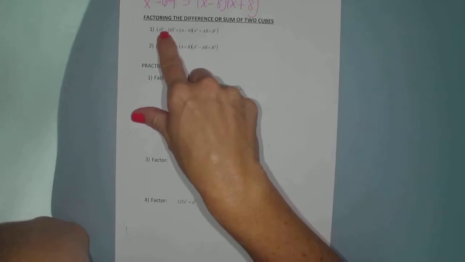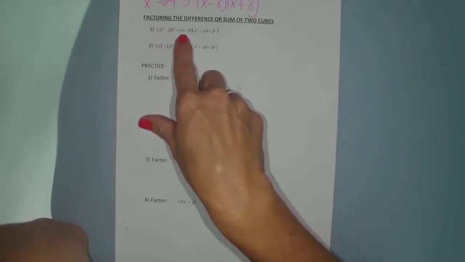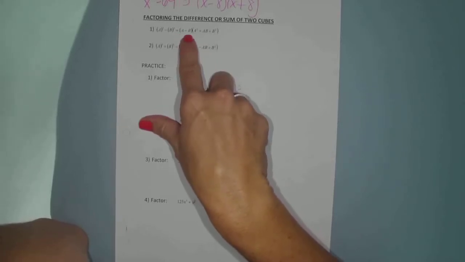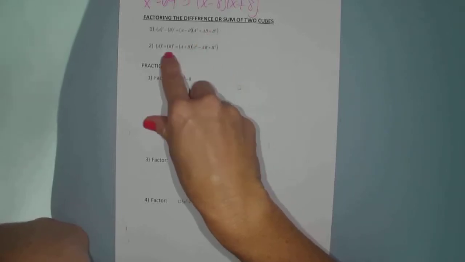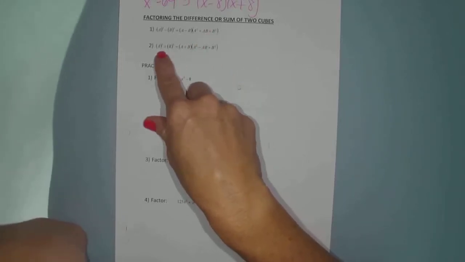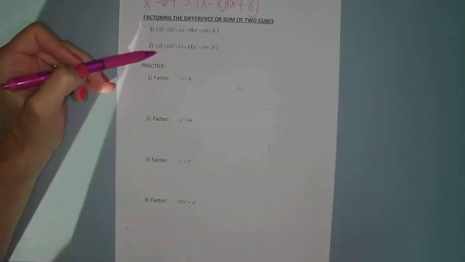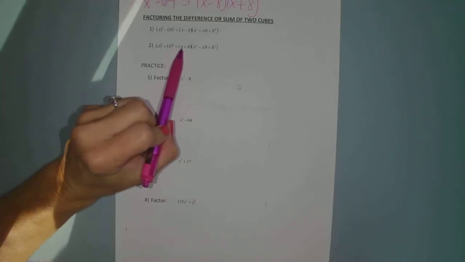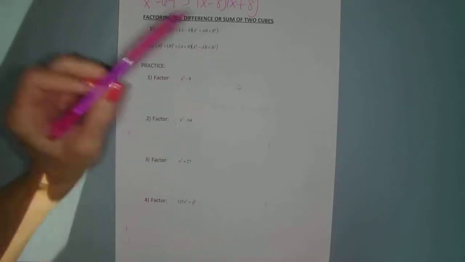If you're factoring the difference of two perfect cubes, we'll call it a cubed minus b cubed, this is the formula you use: the quantity a minus b times the quantity a squared plus ab plus b squared. And likewise, if you're doing the sum of two perfect cubes, a cubed plus b cubed, it's pretty much the same thing. The signs just change. It's the quantity a plus b times the quantity a squared minus ab plus b squared.